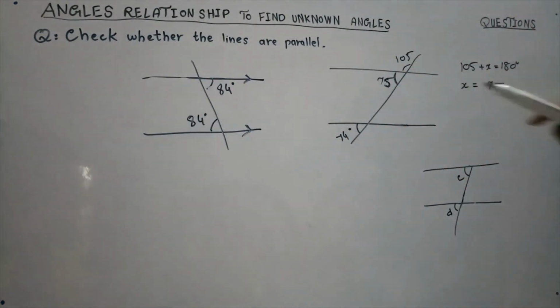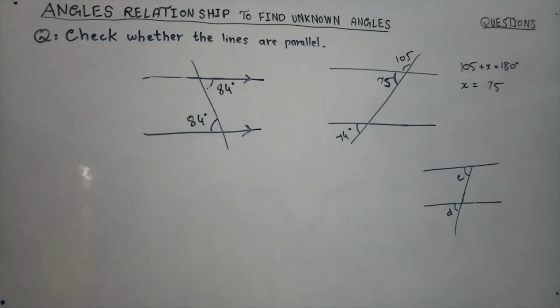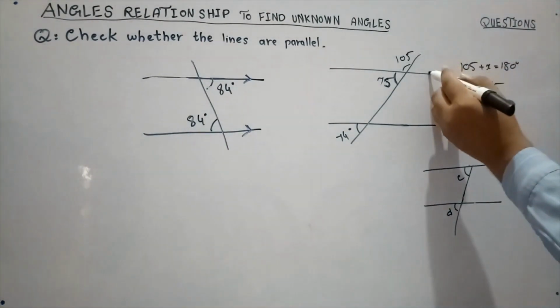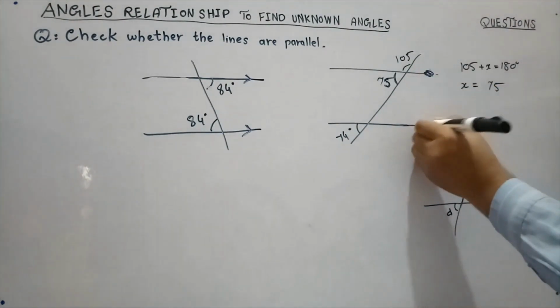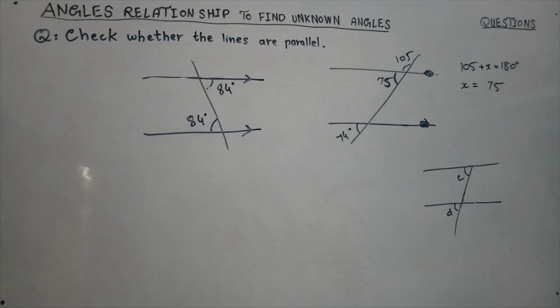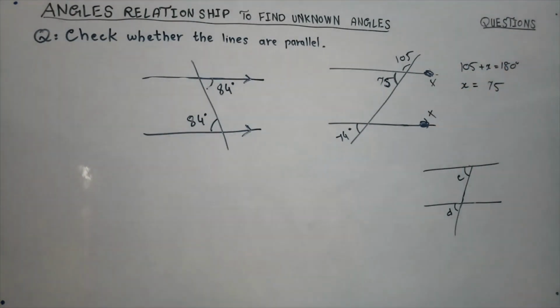But you can see here 75 is not equal to 74. Here the angles are not the same. It means that these two lines, this one is the first line and this one is the second line, are not parallel to each other.